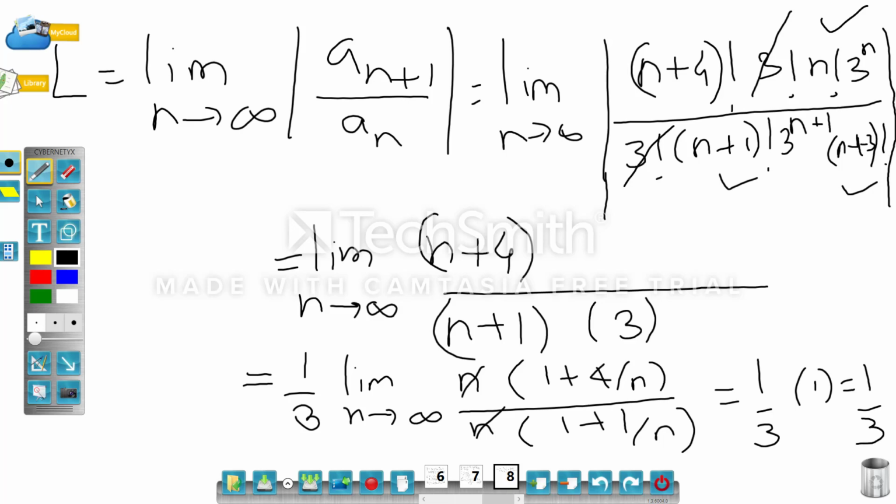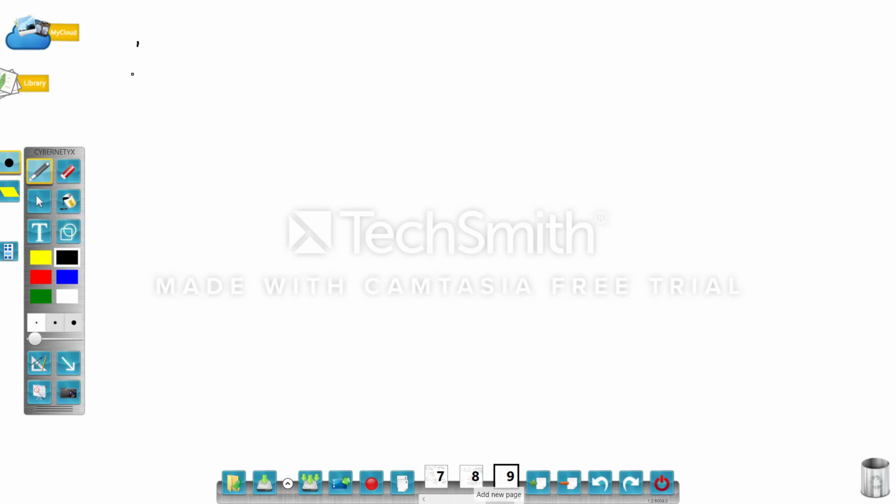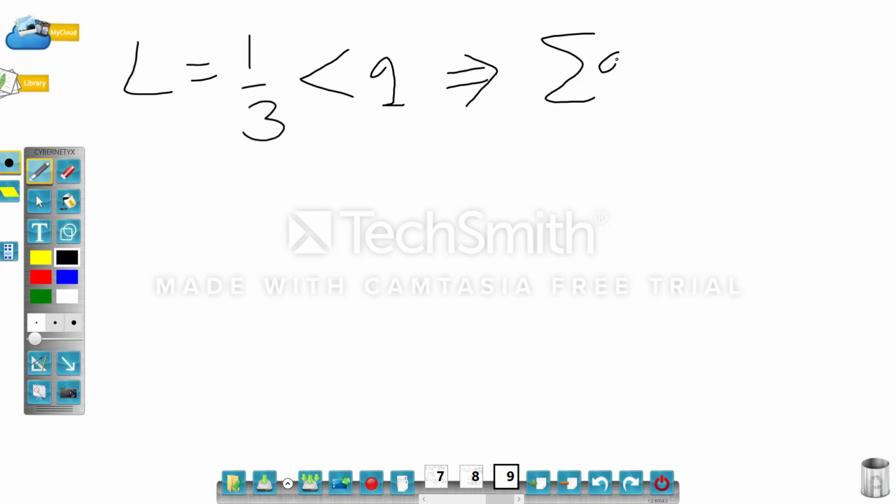We could see that L value is 1 upon 3, which is less than 1. This implies that the series a_n is convergent by the ratio test.